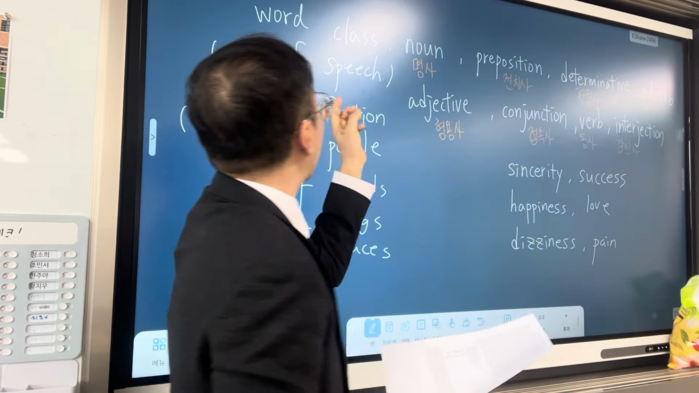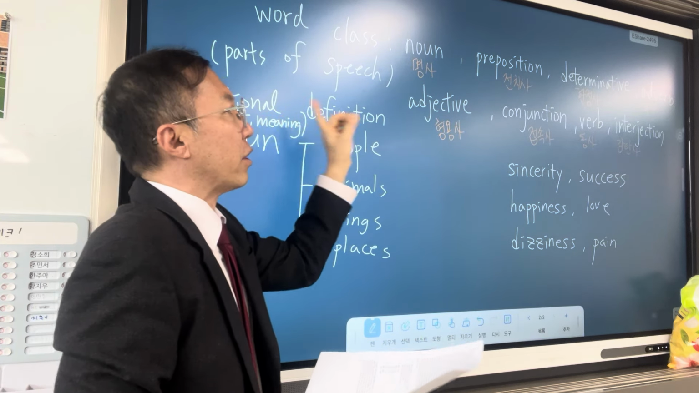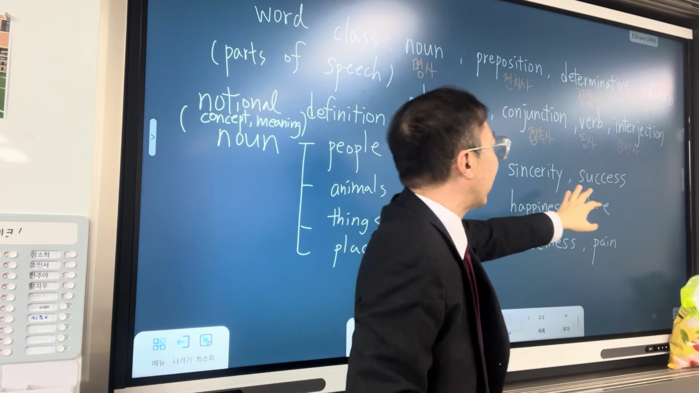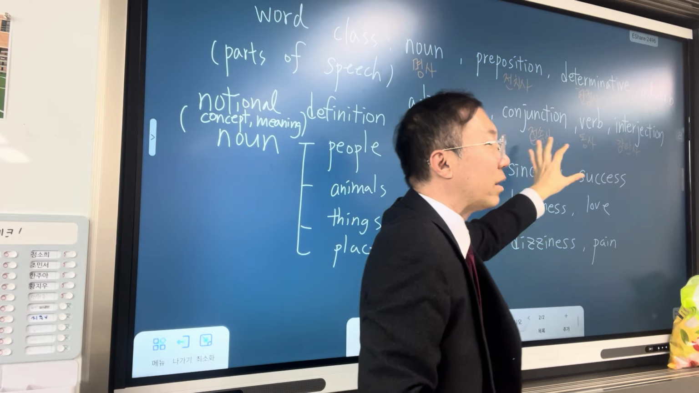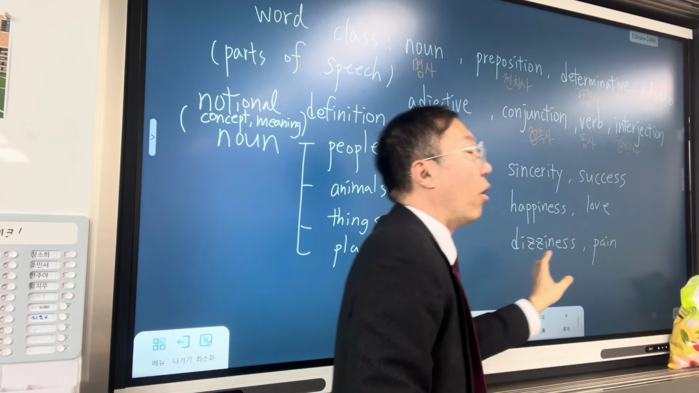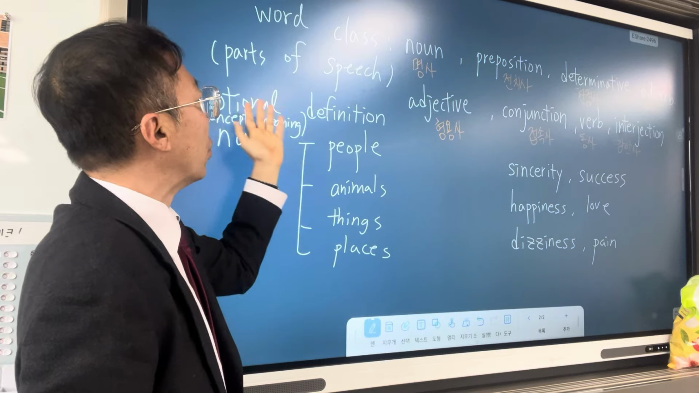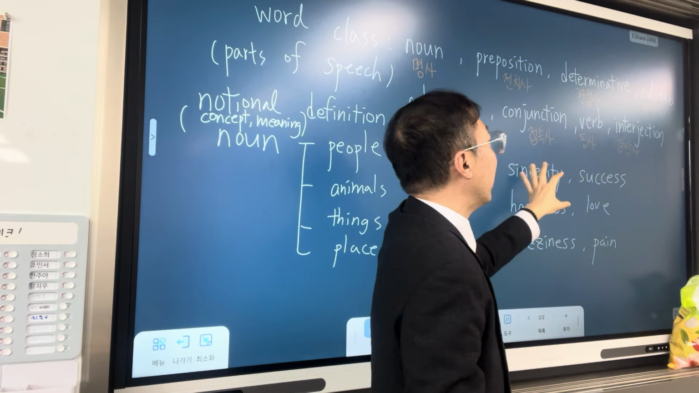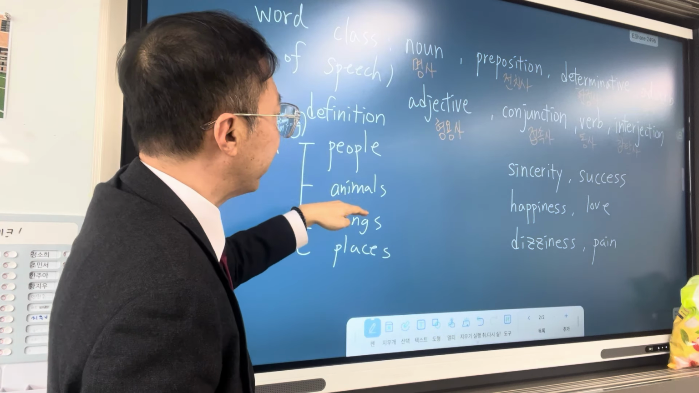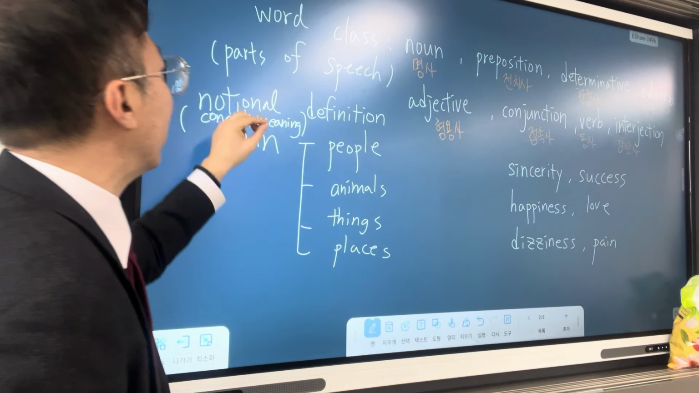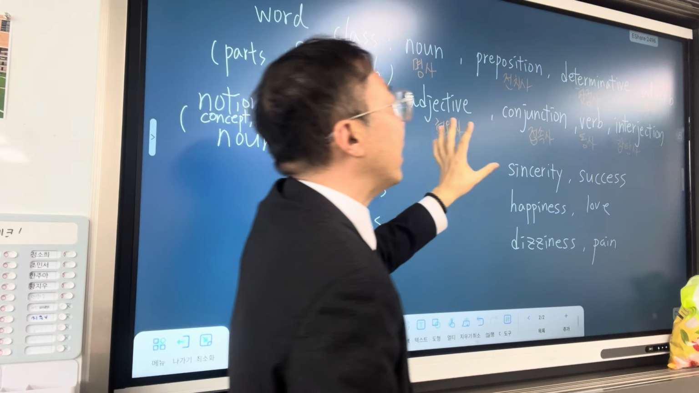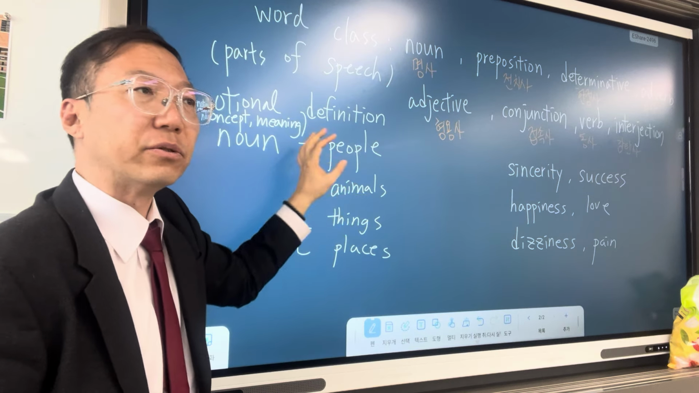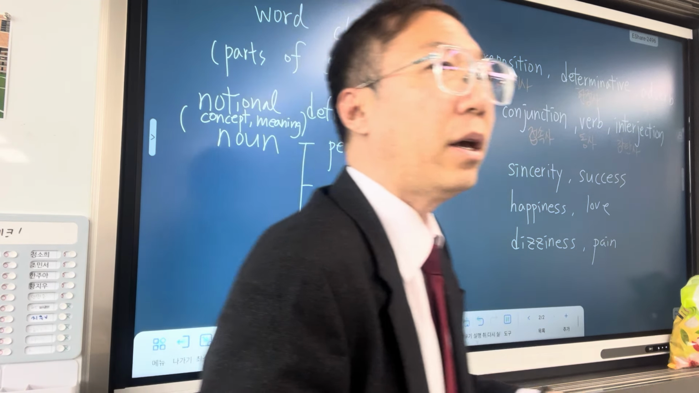So the problem of the notional definition is that there are certain nouns like sincerity, success, happiness, love, dizziness, and pain. They are all nouns. However, under this notional definition, we cannot say these are nouns because they don't belong to any of these categories. So there are so many nouns that you cannot explain using only a notional definition. That's a very serious problem. Okay? Next person, please.